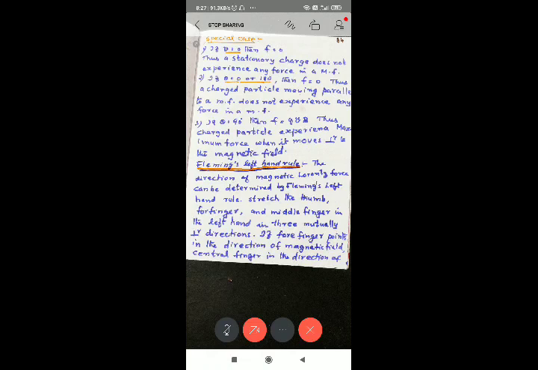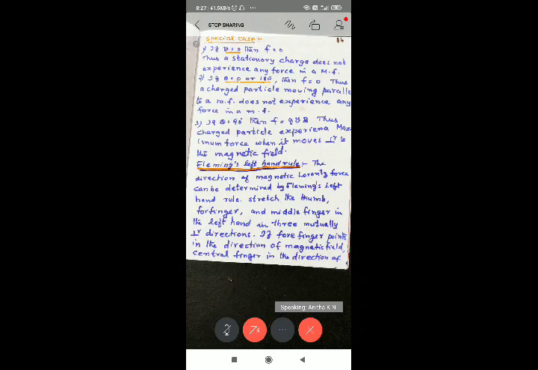So Fleming's left hand rule is stated again. The direction of the magnetic force, that force is known as Lorentz force. Lorentz is the name of a scientist. It is he who formulated that law and did that experiment. F equal to BQV sin theta, the depending factors and all. And it is named after that scientist's name, Lorentz force.